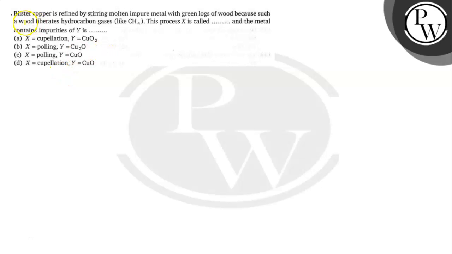Hello, actually, let's read the question. The question says here, blister copper is refined by stirring molten impure metal with green logs of wood because such a wood liberates hydrocarbon gas like CH4. This process X is called dash and the metal contains impurity of Y is dash.